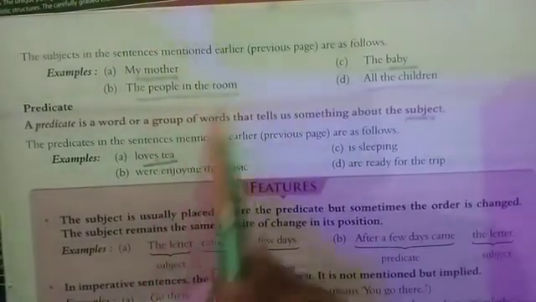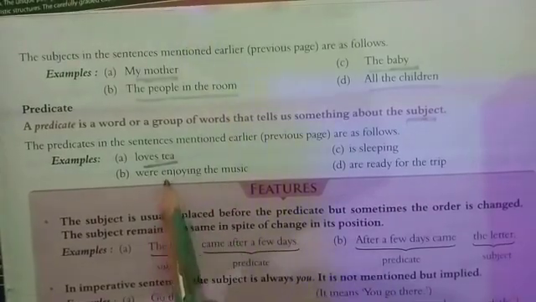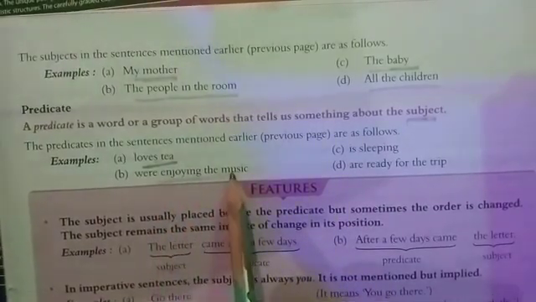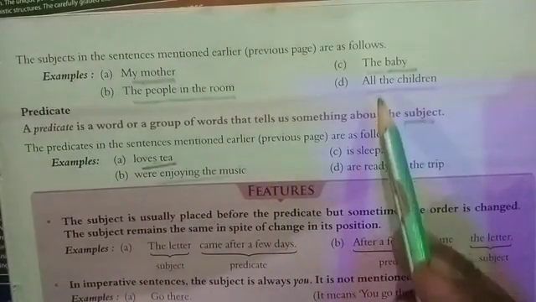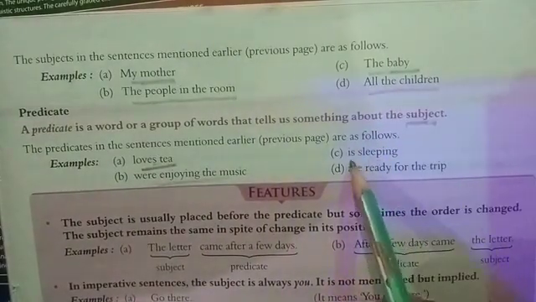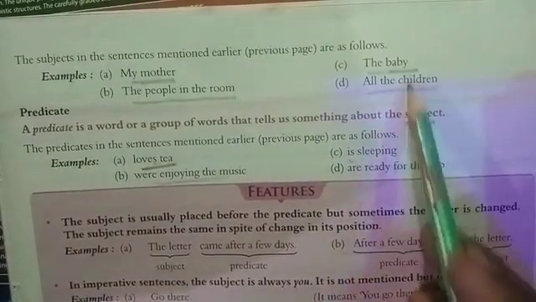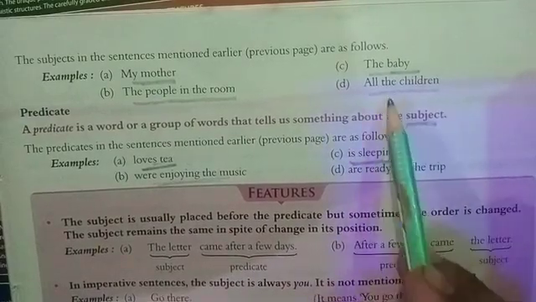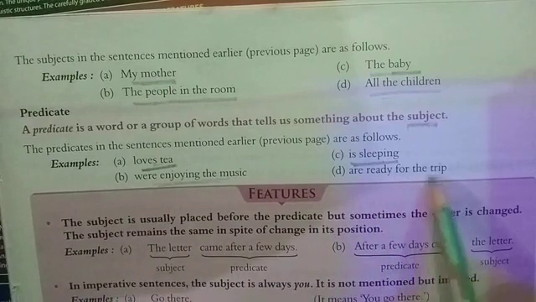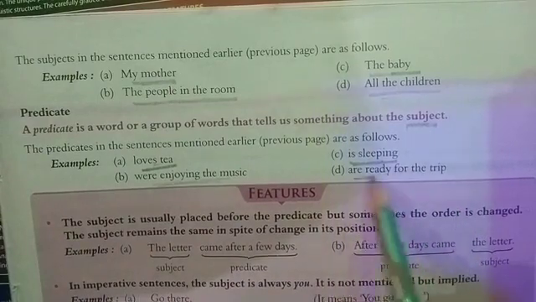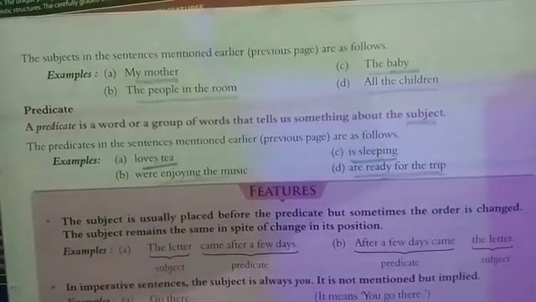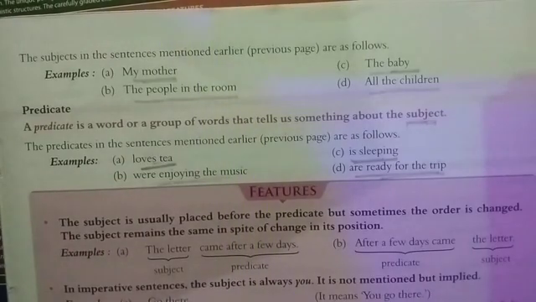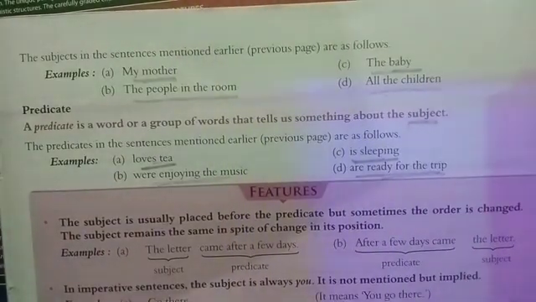The people in the room were enjoying the music. Were enjoying the music is the predicate. Number C, the baby is sleeping. So the baby is the subject and is sleeping is the predicate. All the children are ready for the trip. So are ready for the trip, this one is the predicate. In the predicate part you can see the verb and object part is also there.